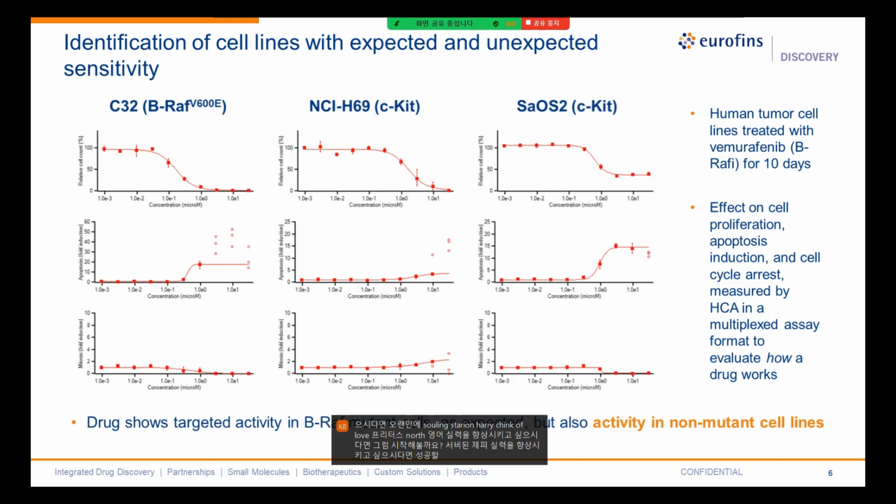So what I'm showing here are a panel of different assay components with different cell lines. And this is using vemurafenib, a targeted BRAF kinase inhibitor, when incubated with a number of different cell lines. So the column on the left, the three graphs on the left, show the effect in C32, which is a cell line, a human tumor cell line that contains the BRAF V600E activating mutation. And the graph in the top left shows the effect on proliferation. So what you can see here is a dose-dependent inhibition of proliferation.